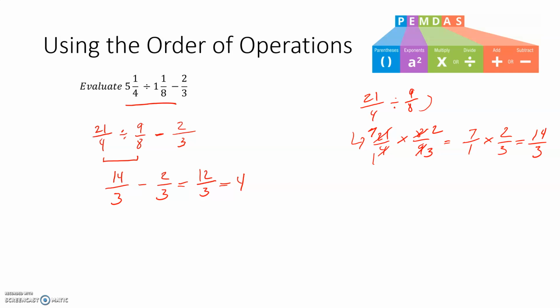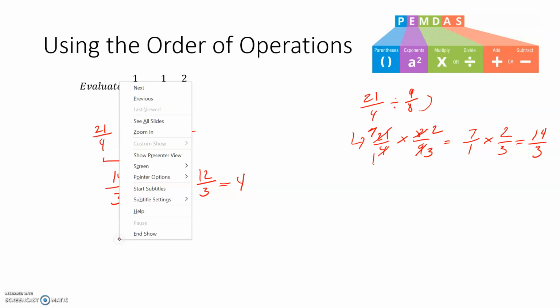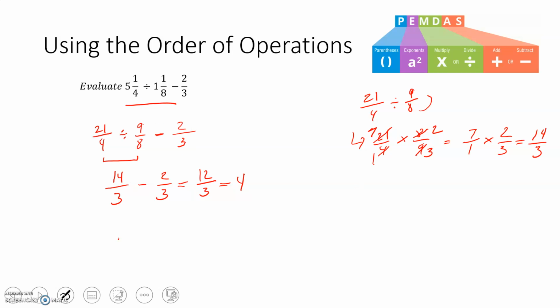Now, I could have also done, like I said, I could convert that to a mixed number. So 14 thirds would be 4 and 2/3, minus 2/3. And then if I would have subtracted, 4, there's nothing to subtract from 4. And then 2/3 minus 2/3 would be 0. So it still came out to 4.